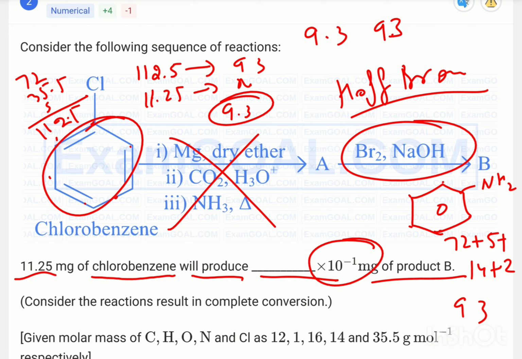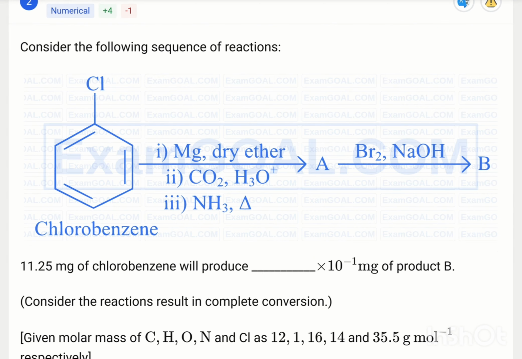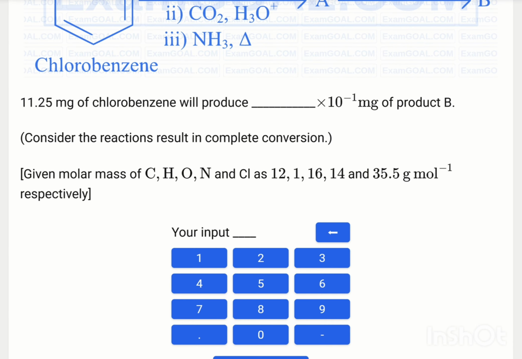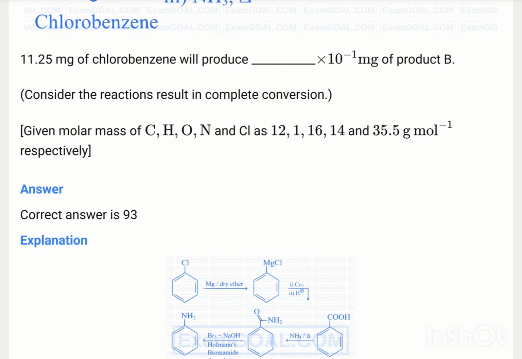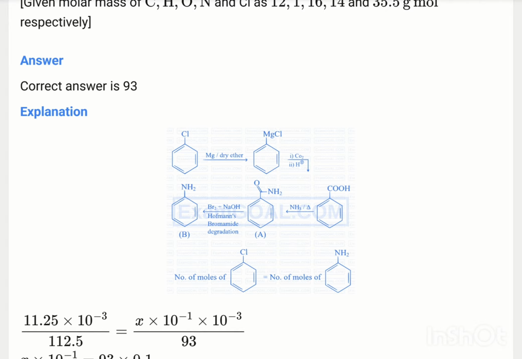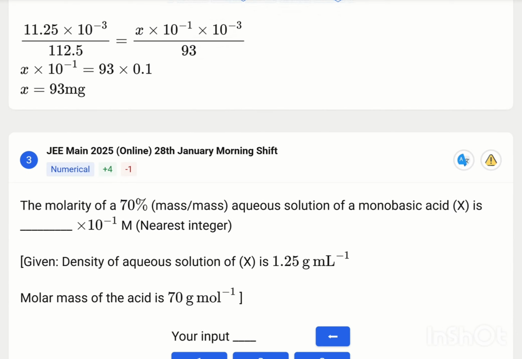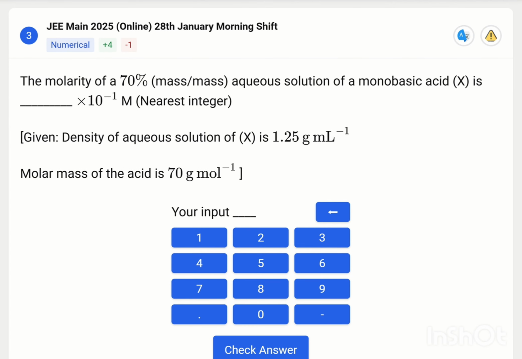I can write it as 93 into 10 to the power minus 1. That means my right answer is 93. I will go with 93. Let us check. Yes, got this answer right. So the whole reaction is mentioned here. Using stoichiometry and simple reaction mechanisms, you can save time. You should know what is happening here.